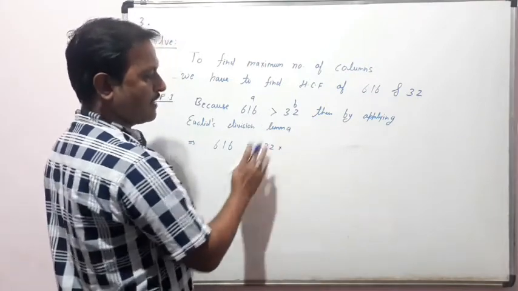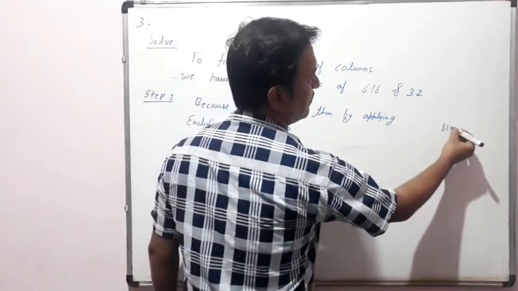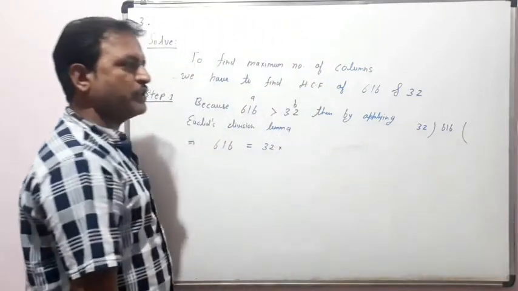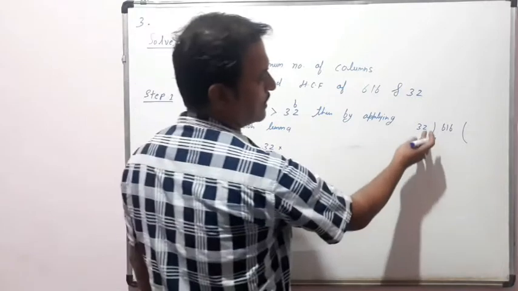Q and R we have to search. So divide 616 by 32. What is quotient and remainder?